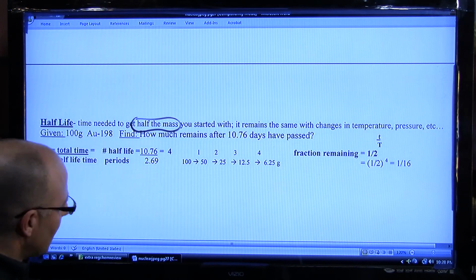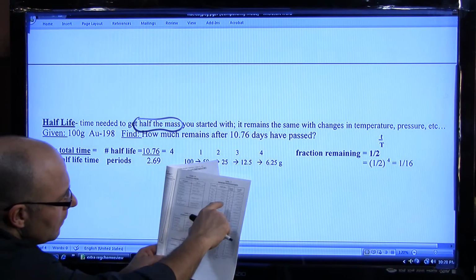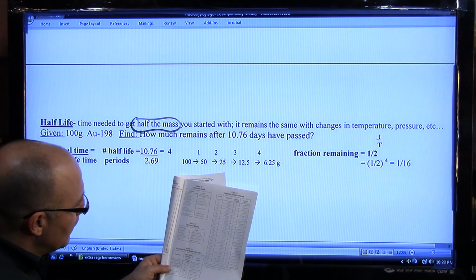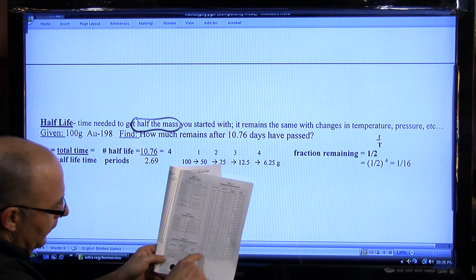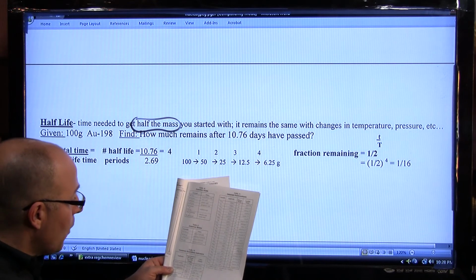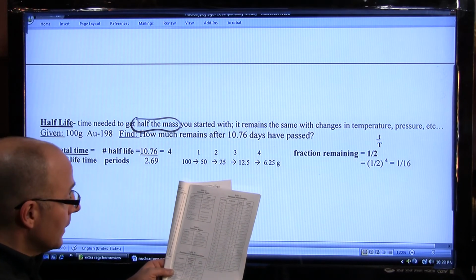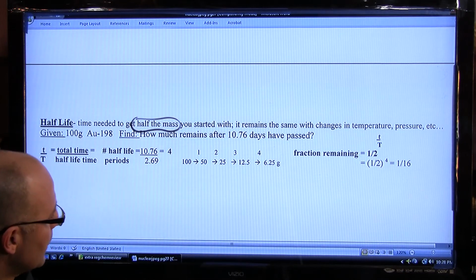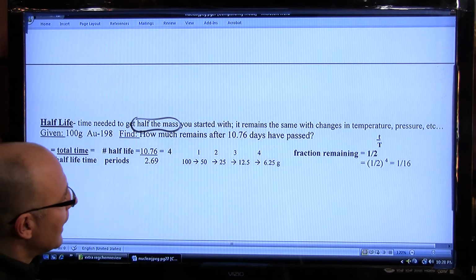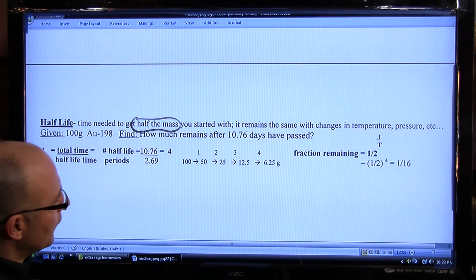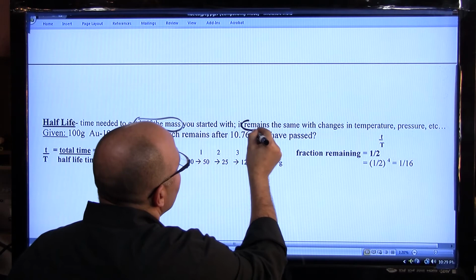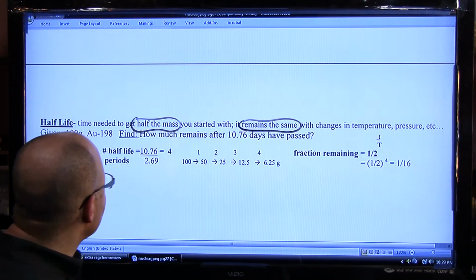And the half-life of an isotope, you'll notice in Table N, can really vary from days to minutes to seconds to years. For example, uranium-238 at the bottom of Table N has a half-life of 4.51 times 10 to the 9th years. That's billion years. So it really varies, but for any particular isotope, it is a constant. It remains the same regardless of changes in temperature, pressure, etc. So it remains the same no matter what you do to an isotope.